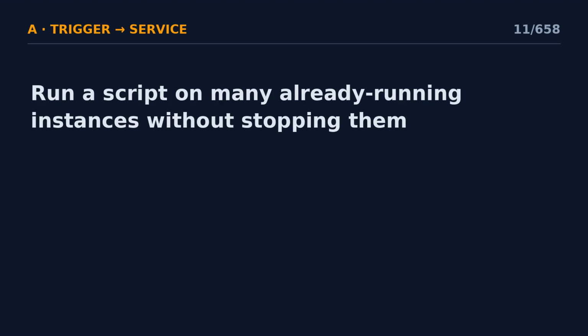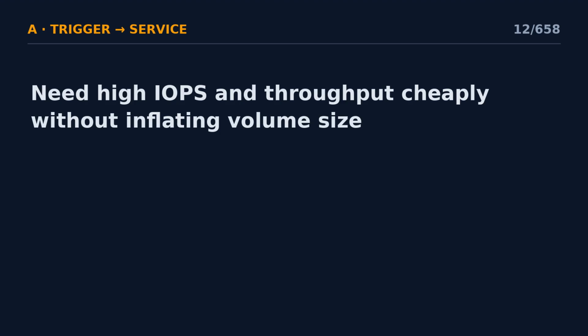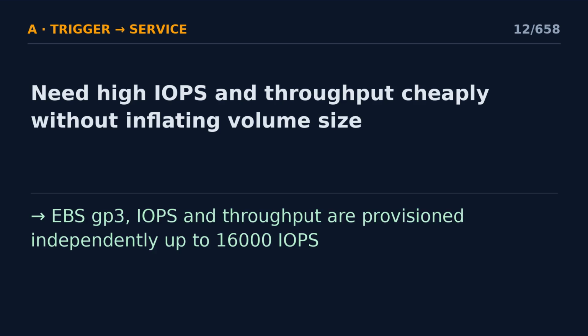Run a script on many already running instances without stopping them. Answer. SSM run command. Need high IOPS and throughput cheaply without inflating volume size. Answer. EBS GP3, IOPS and throughput are provisioned independently up to 16,000 IOPS.